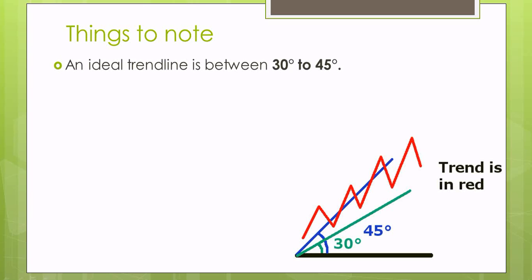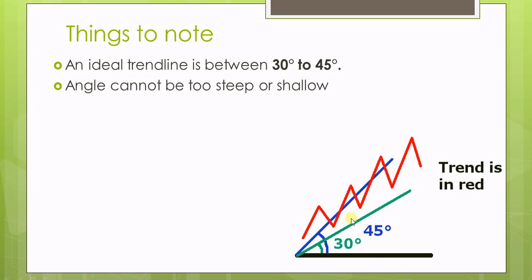Here are some points that you have to note when drawing trend lines. An ideal trend line will have an angle of about 30 to 45 degrees. So your trend line should be drawn with an angle that is between the blue and green line, ideally. Now we don't want the angle to be too steep or too shallow, because with an angle that is too steep, meaning more than 45 degrees, the trend will not be sustainable and you will find that the trend line will be easily broken.